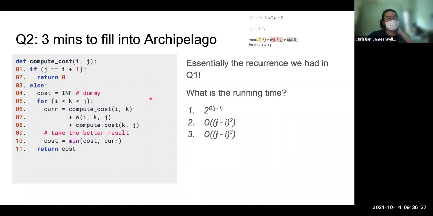So try to fill in the archipelago to think about what's the running time of this. It shouldn't be too hard, I guess. But showing why exactly it's 2 OIJ might be trickier. So maybe let's resume at 9:38.